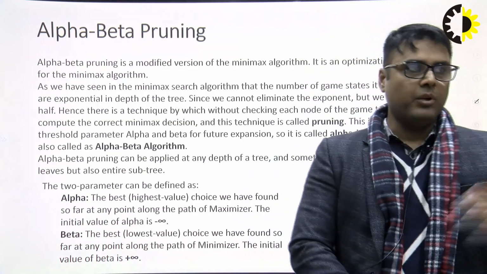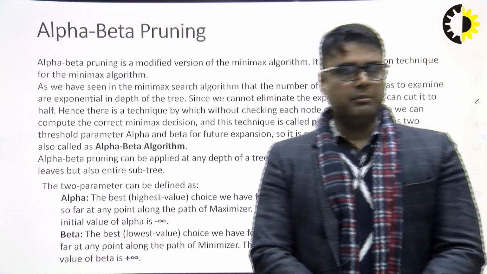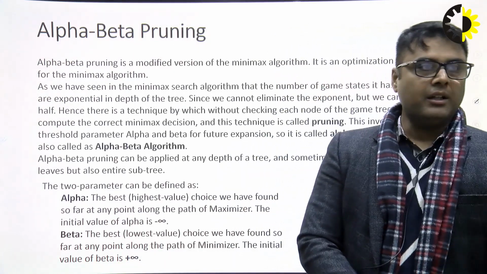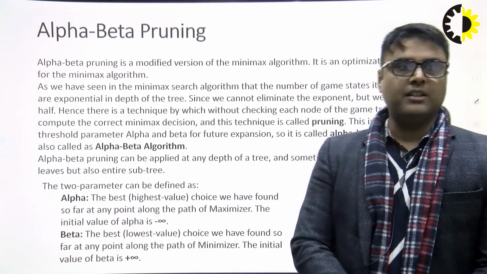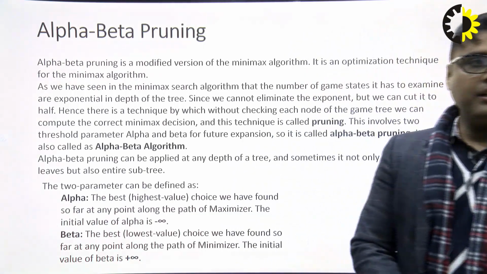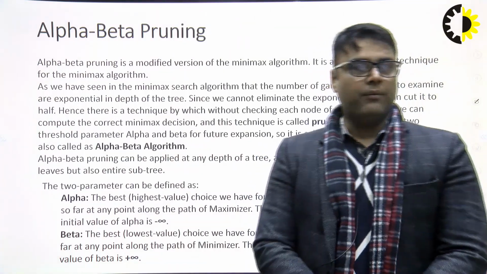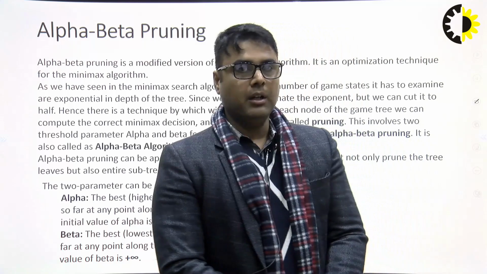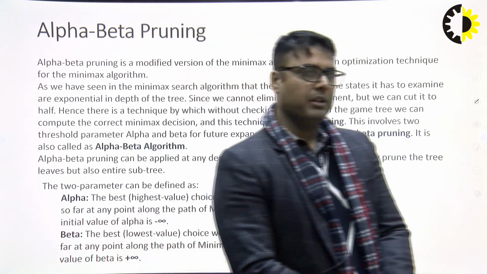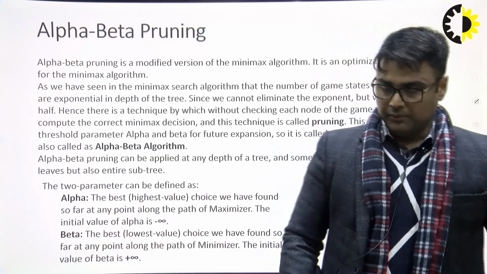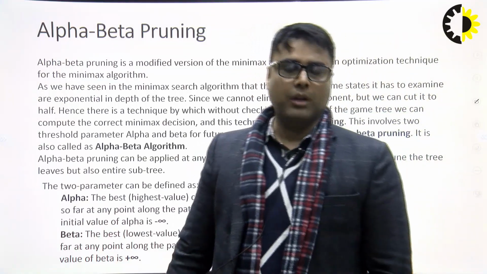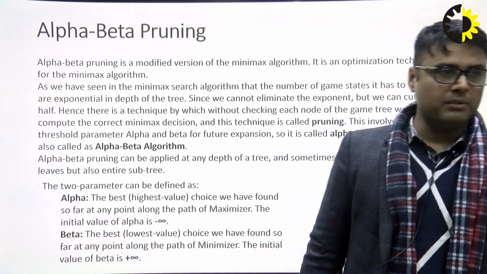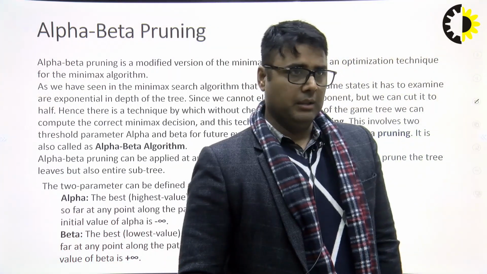Here there are some lines mentioned. There is a technique by which, without checking each node of the game tree, we can compute the correct minimax decision, and this technique is called pruning. Pruning involves two threshold parameters, alpha and beta, for future expansion, and so it is called alpha beta pruning. It depends upon the alpha and beta values. Initially the alpha value is minus infinity and the beta value is plus infinity.